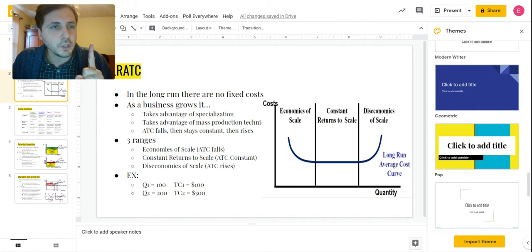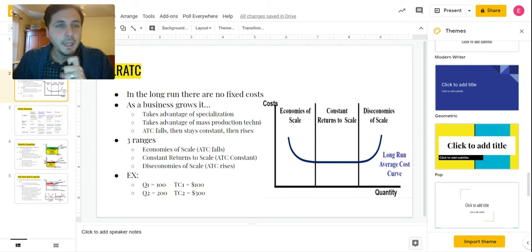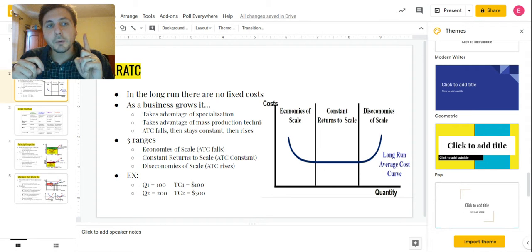I need to know what average total cost is at point 1 and what average total cost is at point 2. And if from point 1 to point 2, average total cost is decreasing, I have economies of scale. If from point 1 to point 2, average total cost remains the same, I have constant returns to scale. If from point 1 to point 2, my average total cost is rising, then I have diseconomies of scale. Right, so check it out down here. How do you find average total cost? It's simply total cost divided by quantity.